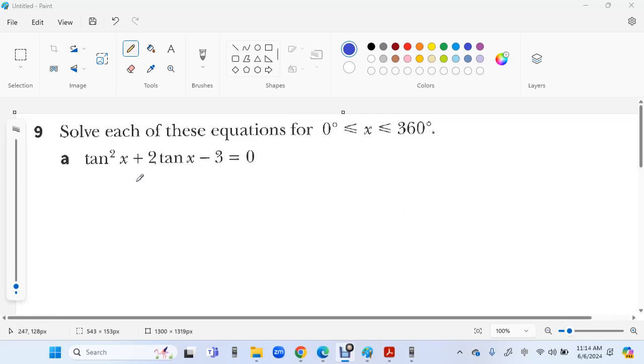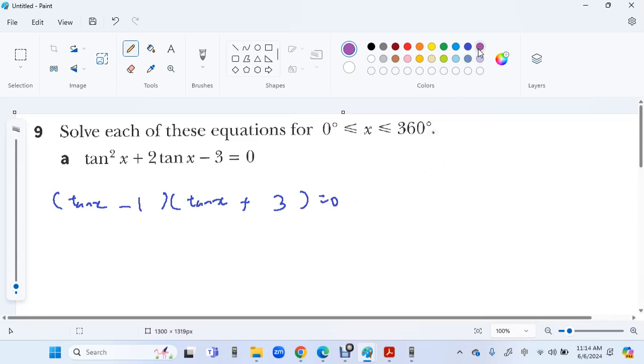So number 9, we have tangent squared x plus 2 tangent x minus 3 equal to 0. So this one, I can do the factorization. So we have (tan x + 3)(tan x − 1) equal to 0.